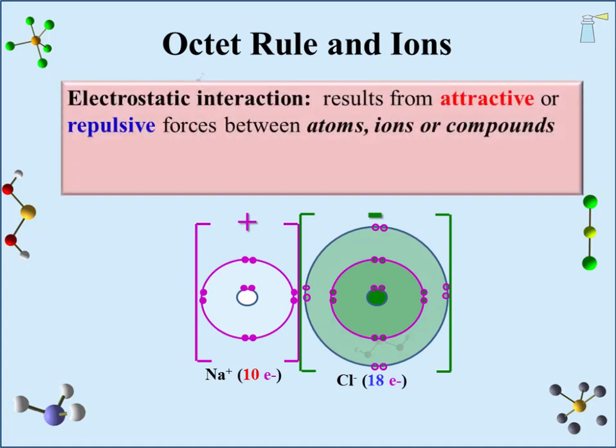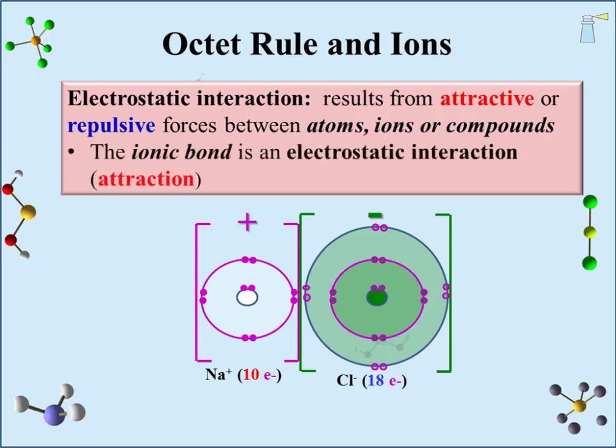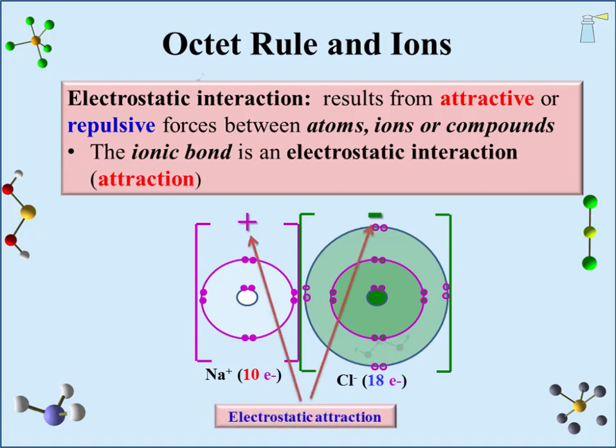Such interactions are the result of attractive or repulsive forces between atoms, ions, or compounds. What we are doing here is giving a name to the attraction of positive and negative charge, as well as the repulsion of positive-positive or negative-negative charge. The ionic bond is an electrostatic interaction, attraction in this case.